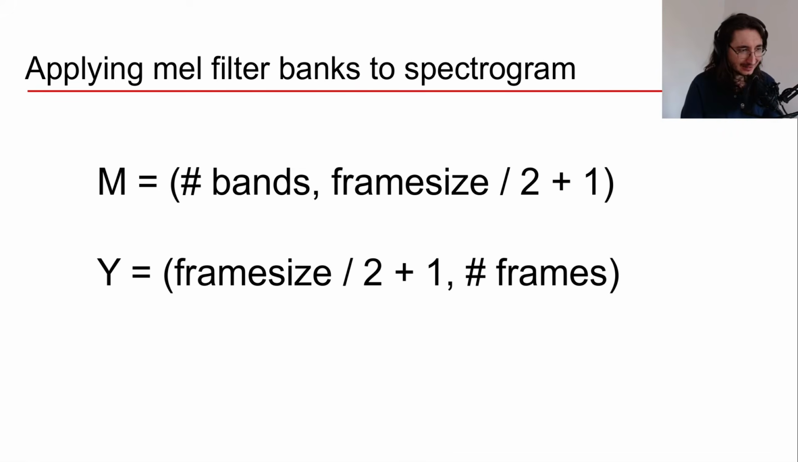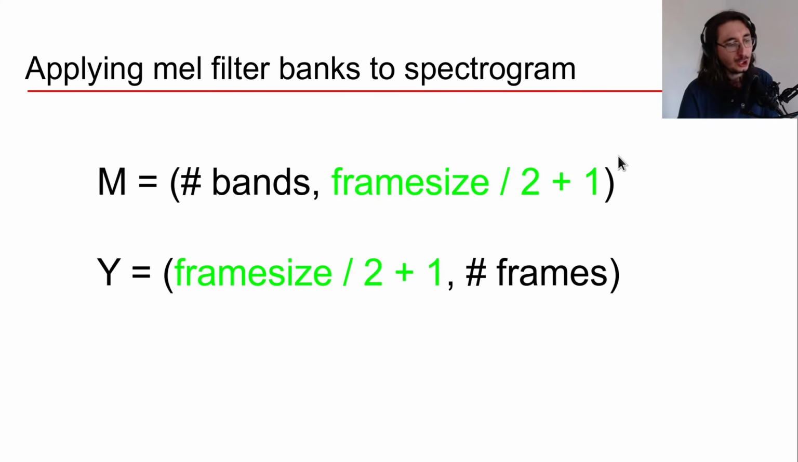Now, we said that the whole point here is to apply Mel filter banks to the spectrogram. But what does that mean? That must mean something in a mathematical way. Well, if you're familiar with linear algebra, you've probably noticed something interesting about these two matrices: the number of columns of the first matrix, the Mel filter bank matrix, is equal to the number of rows of the matrix that represents the spectrogram. So when this happens, it means that we can apply matrix multiplication.